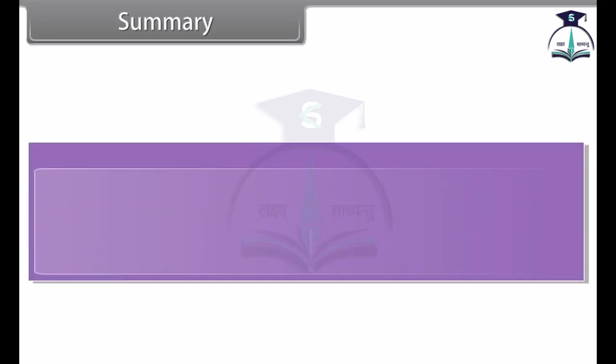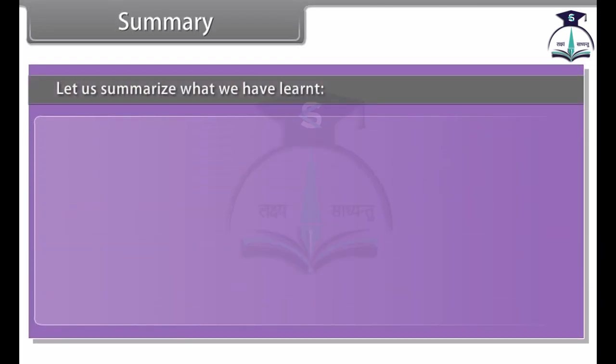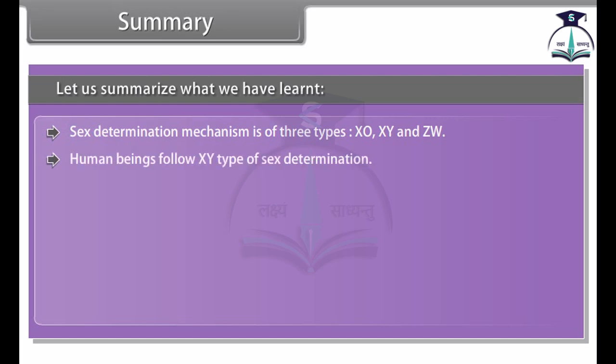Summary. Let us summarize what we have learnt. Sex determination mechanism is of three types: XO, XY and ZW. Human beings follow the XY type of sex determination. Mutation is defined as a change in the genetic material.